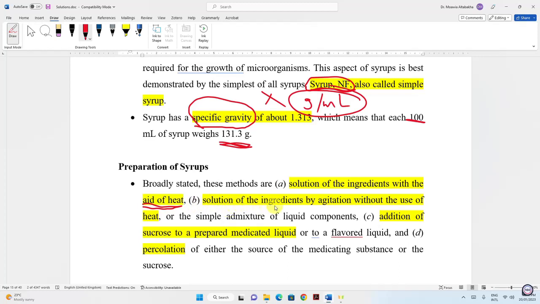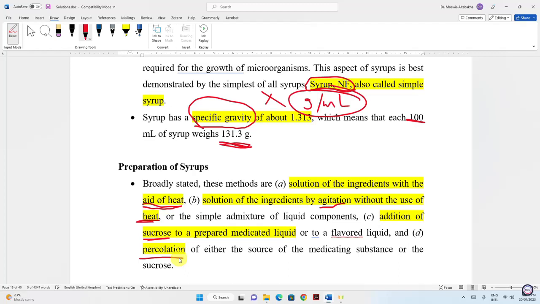The other way is to stir the ingredients, meaning cause agitation, but without the use of heat. Okay, simple mixing. The third way is to add sucrose to an already prepared medicated liquid or flavored liquid. Meaning I have a medicated liquid, or maybe a flavored liquid that is not medicated, and then I add sucrose to it. This is another way.